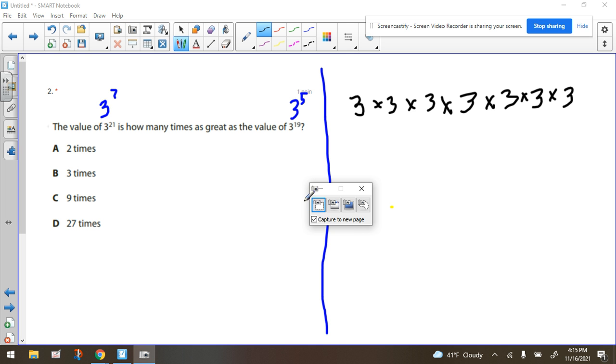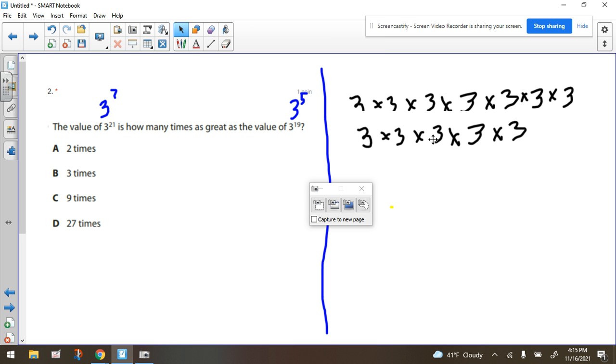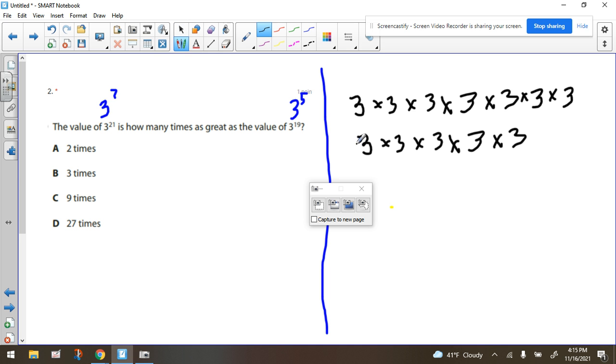Now, if we had 3 to the 5th power, then that would mean we would have 3 as a factor 5 times. So I'm just going to clone that and put it underneath. So if we take a look, this is equal to 3 to the 7th power, and this is equal to 3 to the 5th power. Now let's examine how many more times we see 3 as a factor. We see it as a factor 2 more times.